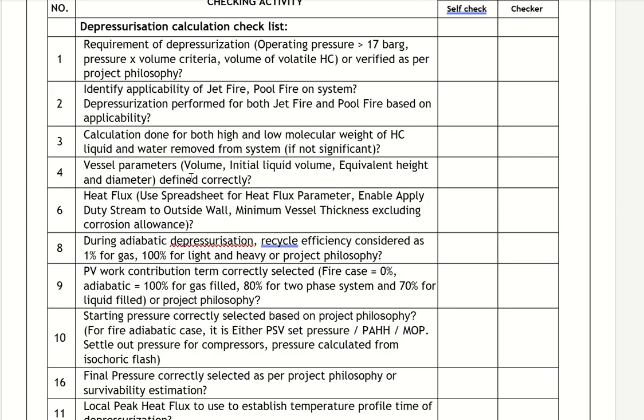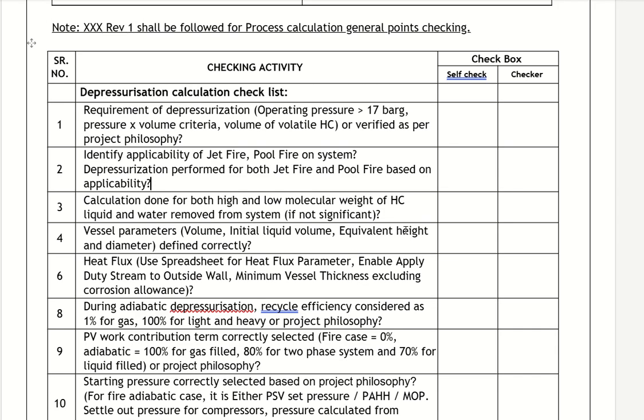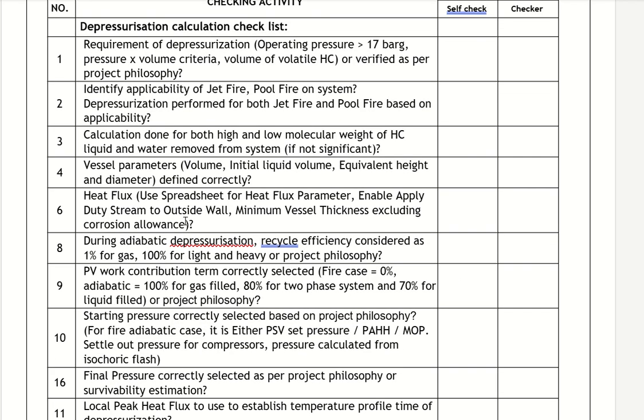Number three talks about calculation done for both high and low pressure, molecular weight of hydrocarbon, liquid and water removed from the system if it is not significant, because hydrocarbon has more effect on giving the depressurization volume capacity. So it's better to remove liquid and water. Vessel parameters: volume, initial volume, equivalent height and diameter are defined correctly or not. You have to check that.